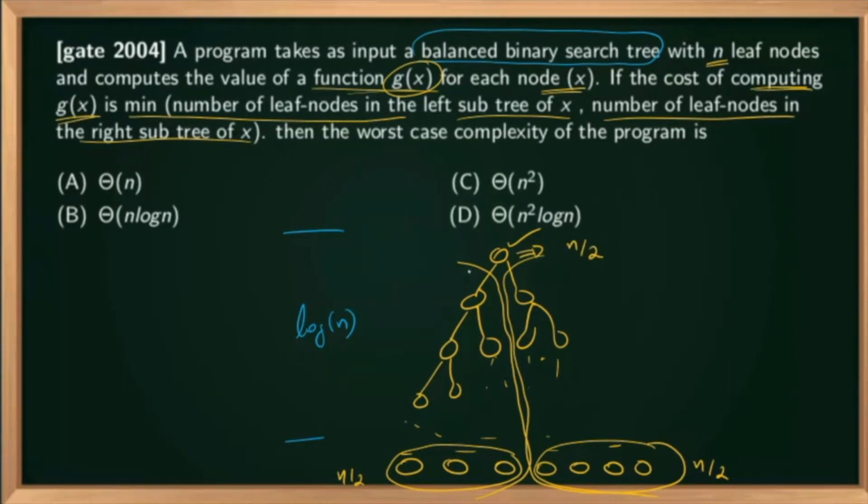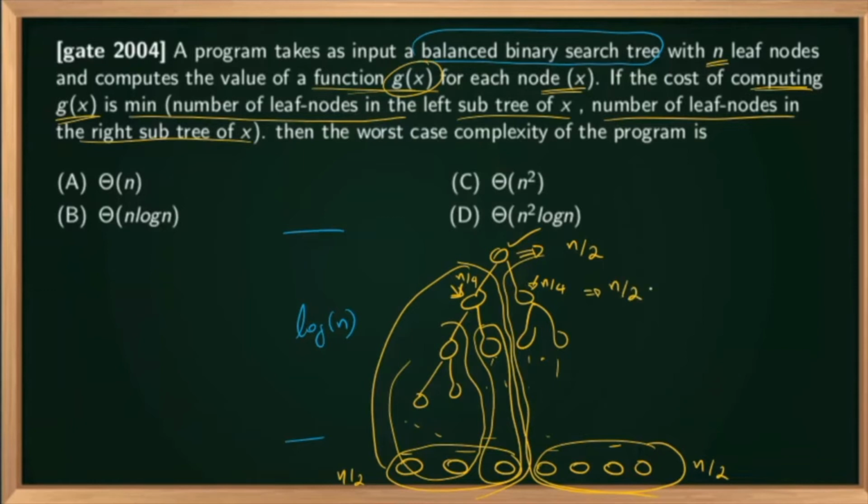Now, if you take the node here, how much time are we going to spend? If you see this subtree, it will have n by 4, and this one will have n by 4. So the min of these two will again be n by 4. So for this node, we are going to spend n by 4 time. Similarly, for this node, n by 4 time. So totally at this level, we have n by 4 plus n by 4, that is 2n by 4, that is n by 2. So the second level also, we are spending n by 2.